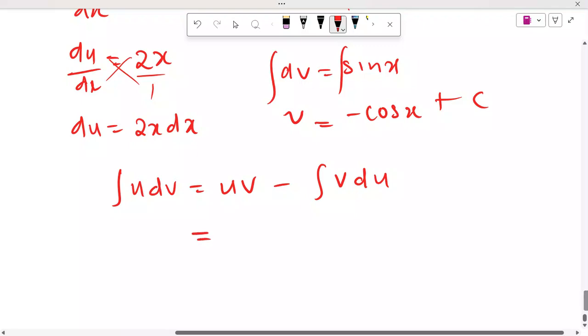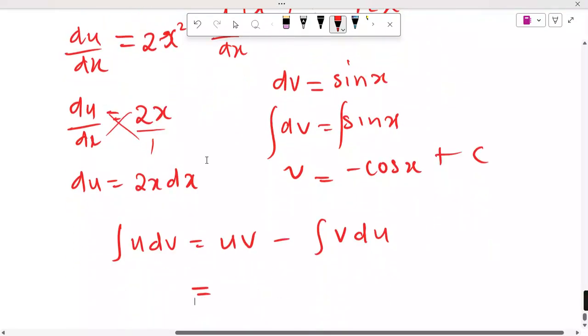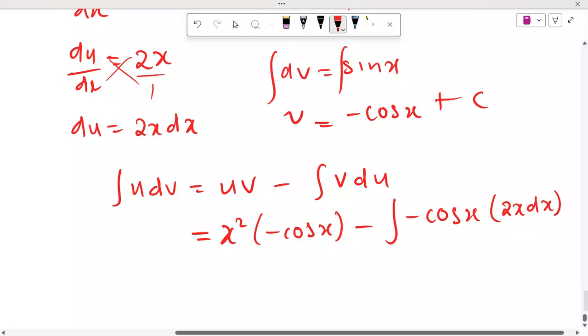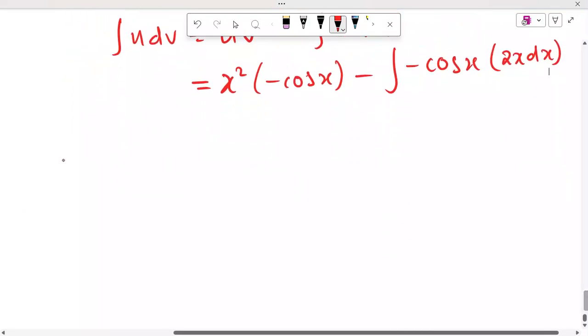So what is u? u is x squared. What is v? v is negative cos x. Minus, what is v? v is negative cos x. And then what is du? du is 2x dx. So let's continue. This is x squared, and just take the negative to this side: cos x, negative and negative will be plus. So we take it out already. We have 2x cos x dx.